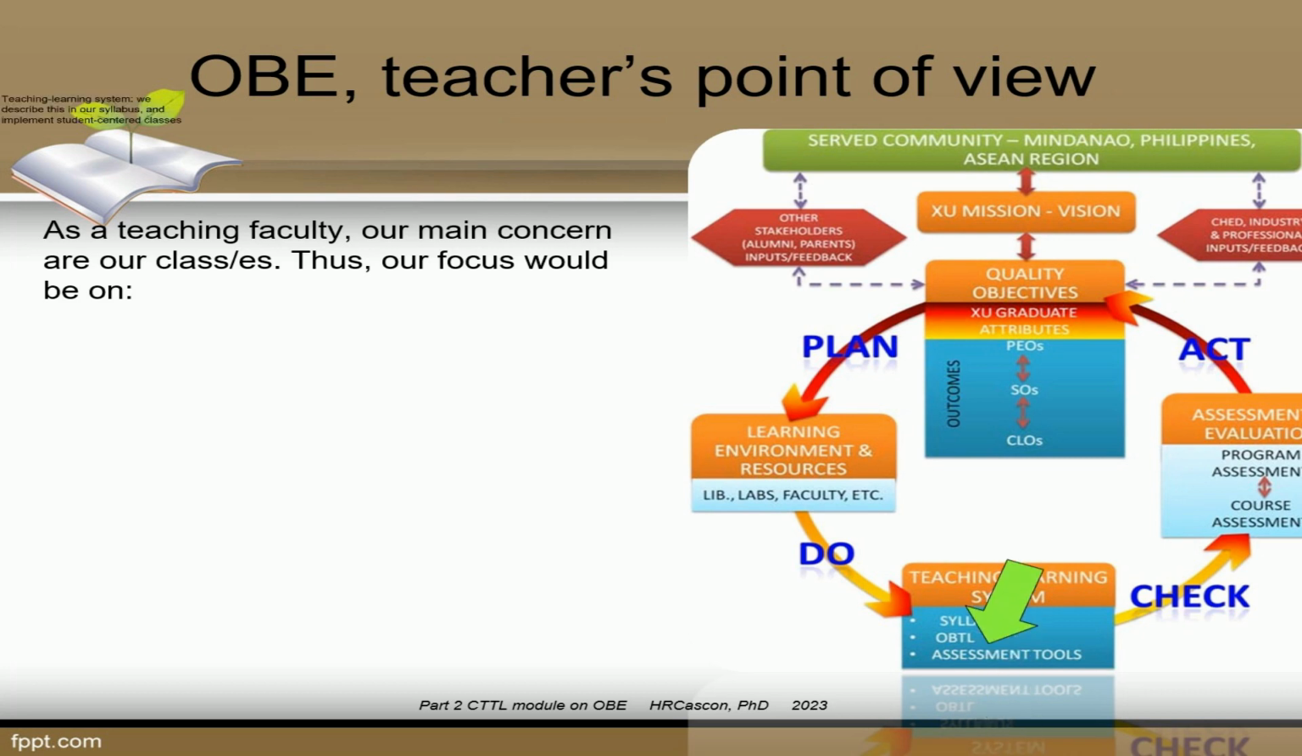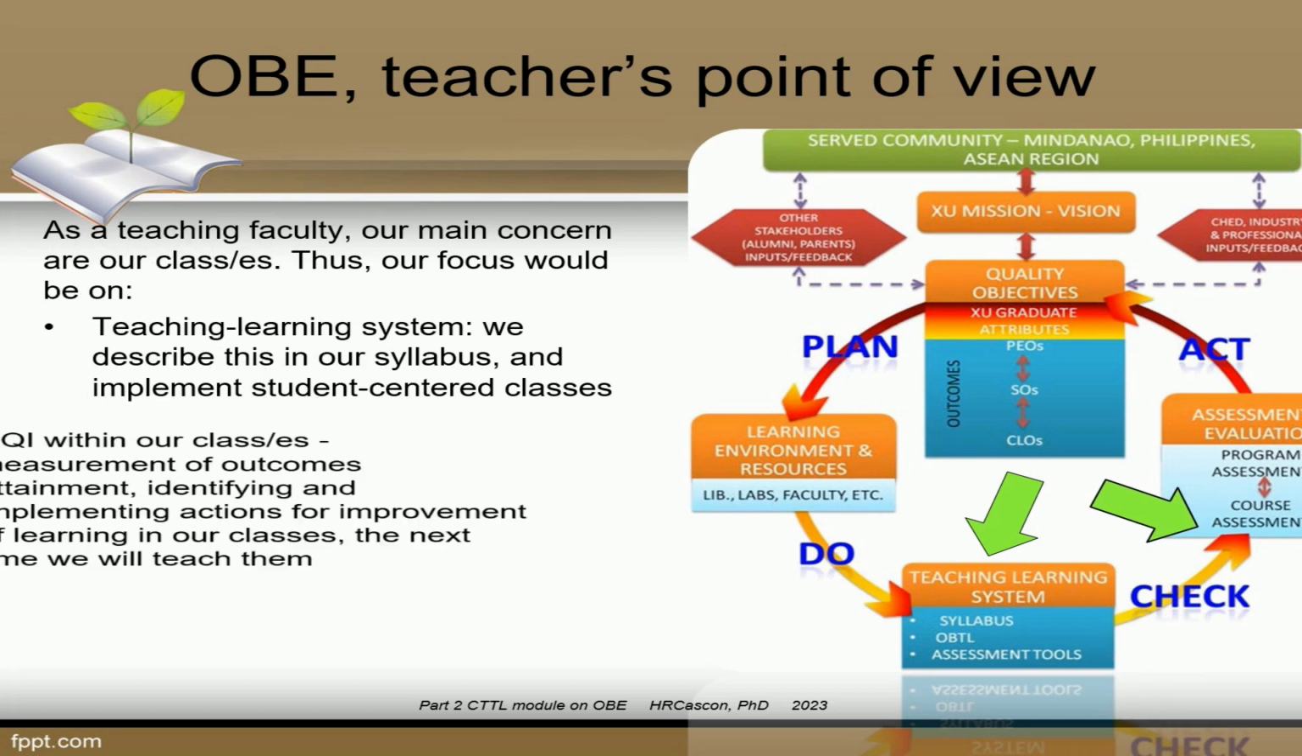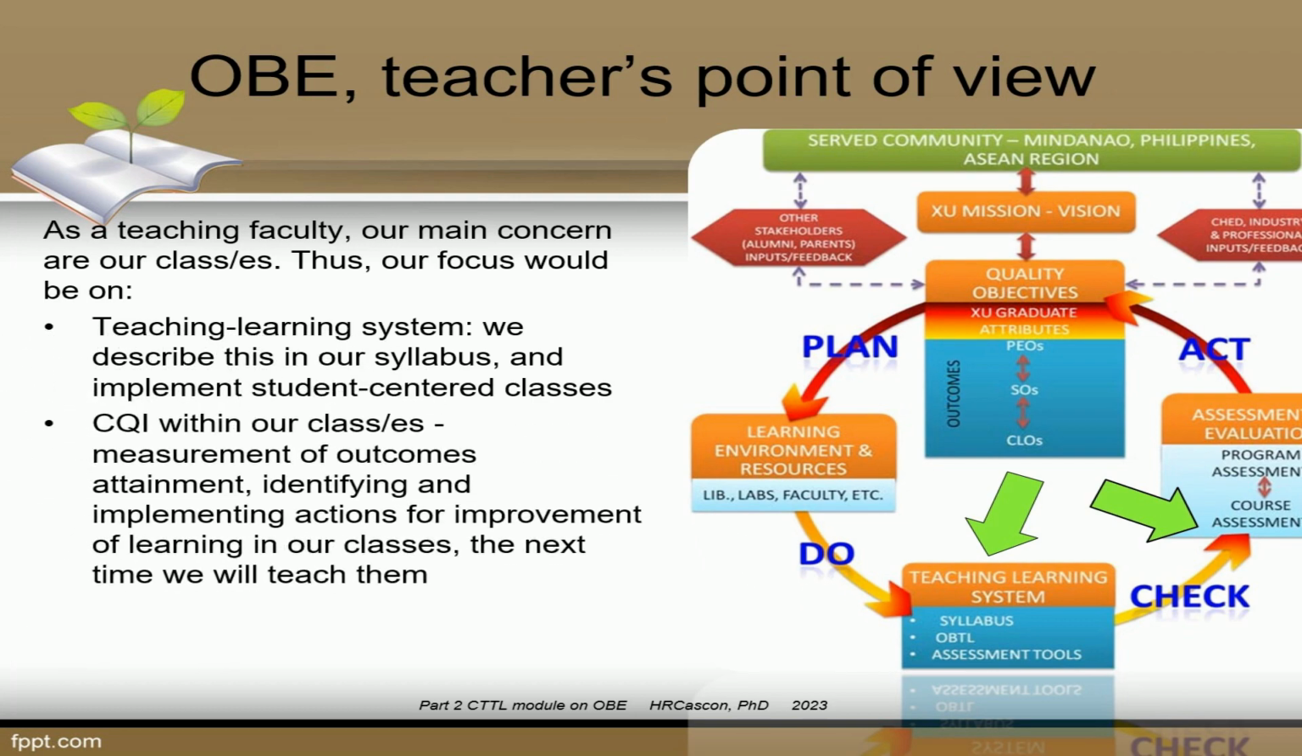1. The teaching-learning system. Within this topic, we will limit our discussion on the syllabus and to the implementation of student-centered classes. 2. The implementation of CQI within our classes. This includes the measurement of outcomes attainment, identifying actions for improvement of learning in our classes, and implementing these the next time we teach these classes.